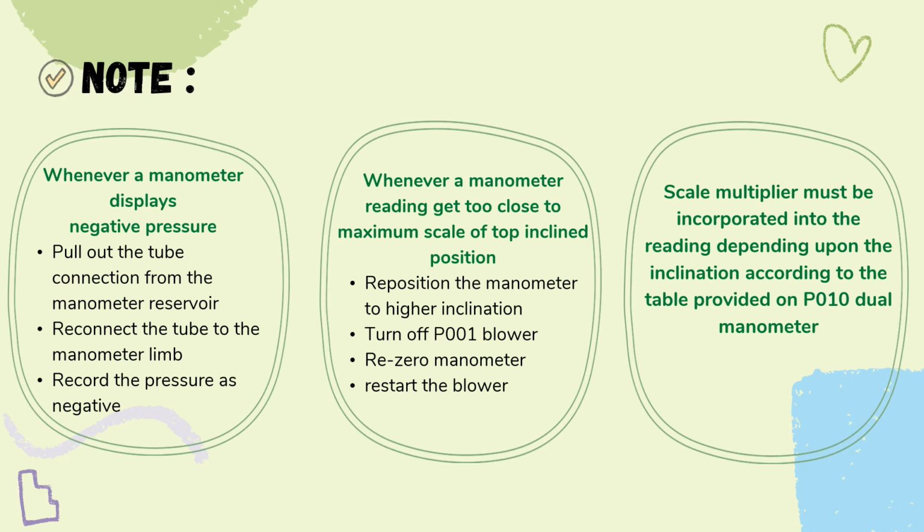There are several notes for Experiment C. The first one, whenever a manometer displays negative pressure, pull out the tube connection from the manometer reservoir, then reconnect the tube to the manometer limb and record the pressure as negative. The second one, whenever a manometer reading gets too close to the maximum scale of the top incline position, reposition the manometer to a higher inclination, then turn off the P001 blower, re-zero the manometer and restart the blower. The third one, the scale multiplier must be incorporated into the reading depending upon the inclination, according to the table provided on the P010 dual manometer.